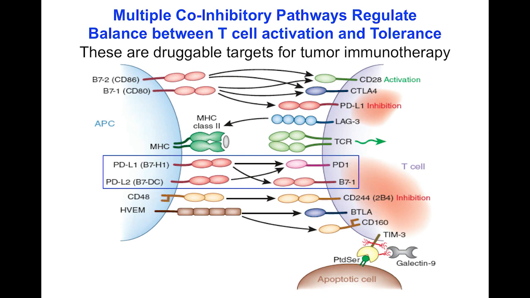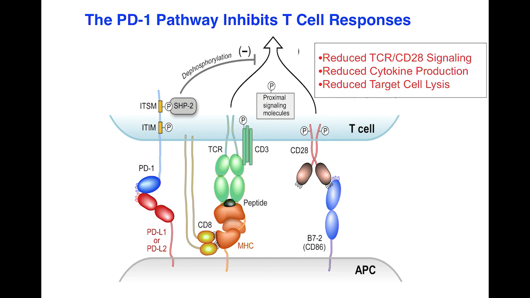But there are other pathways as well, such as TIM3, LAG3, TIGIT, CD160, and others, and we'll come back to those toward the end of my talk. I'm going to focus on PD-1 since this is the other pathway that's translated to therapy, and I'll use this cartoon to introduce this pathway.